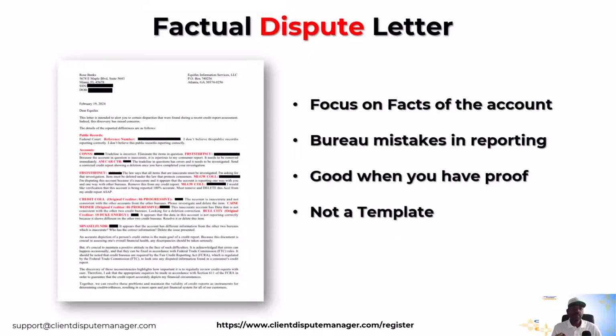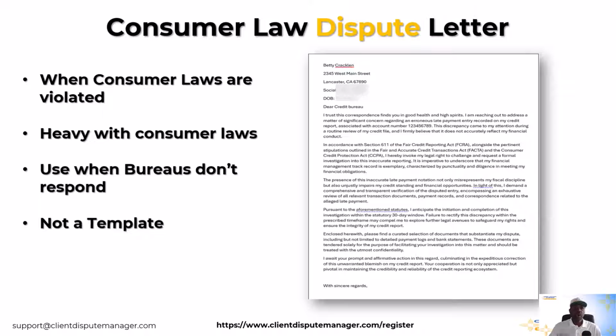Okay. Now the next letter that we want to look at is our consumer law dispute letter. You want to send out these types of letters when you feel like there's a violation of a consumer law, like a violation of the Fair Credit Reporting Act, Section 603. These types of letters are heavily concentrated with the laws. They focus around the laws, unlike a factual dispute-based letter. A factual dispute-based letter is not focused on the law. It's focused on the facts of the particular reporting from the credit bureau. But this letter caters around the law.